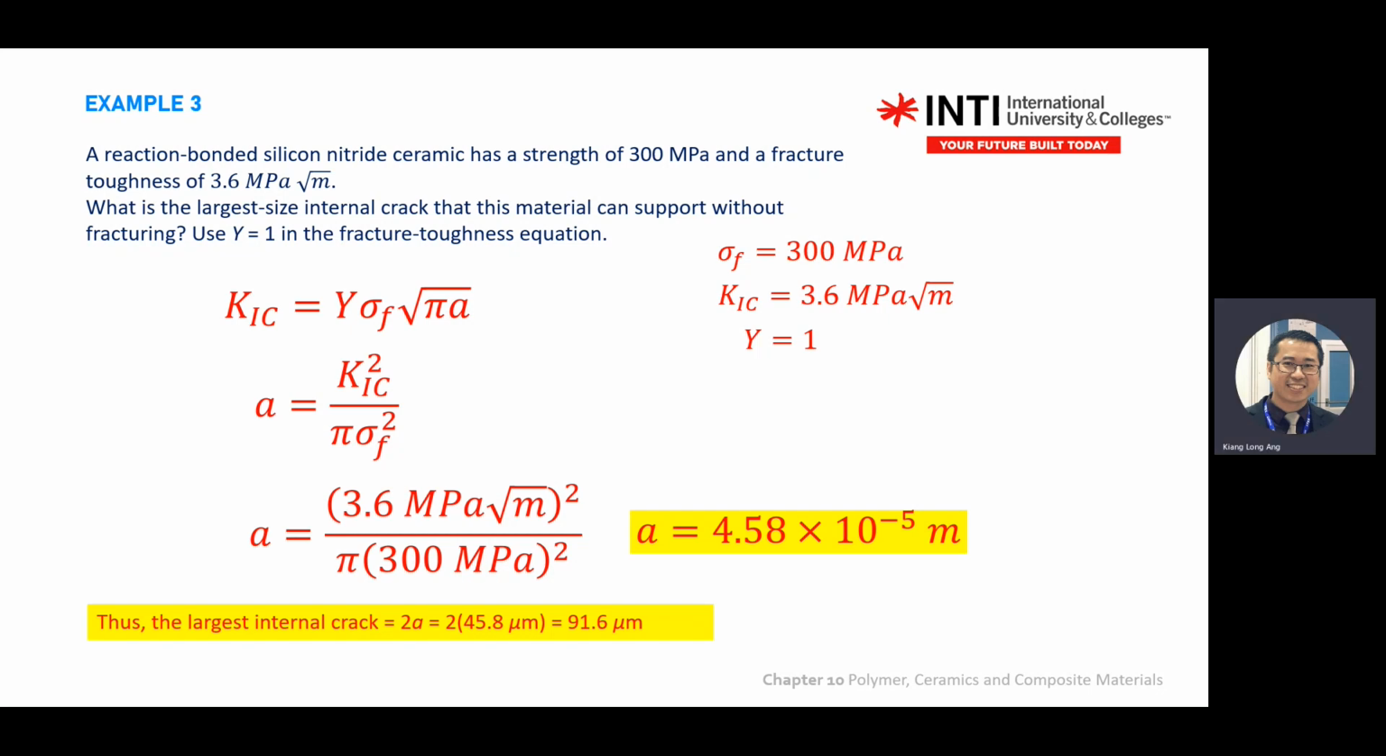So here, the largest internal crack. This is a tricky question, so don't stop here, because the question asks you for the internal crack. Internal crack is this one, not the edge one. So for the internal crack, you need to multiply your answer by 2. So your 2a equals 91.6 micrometers. Pay attention: it asks you for internal, not edge, not the corner crack.